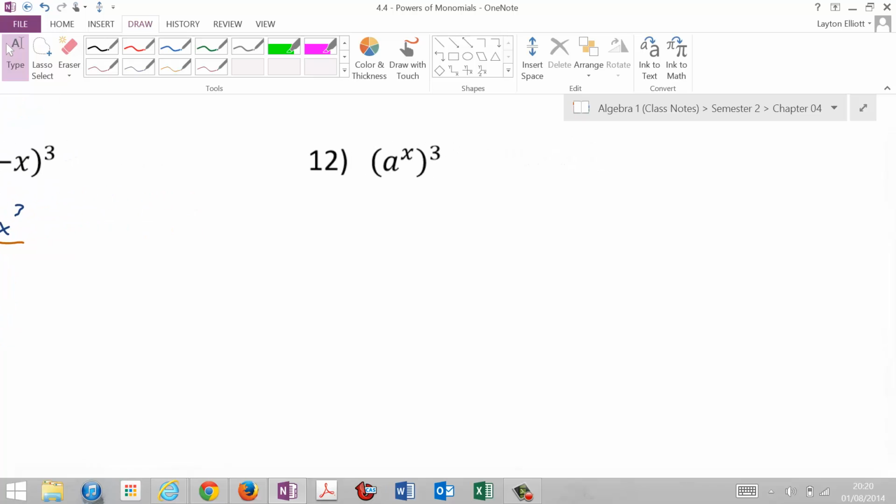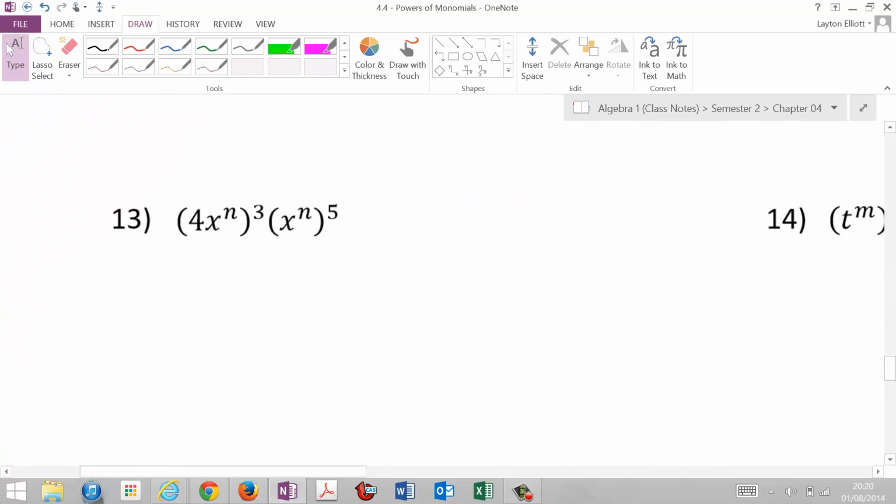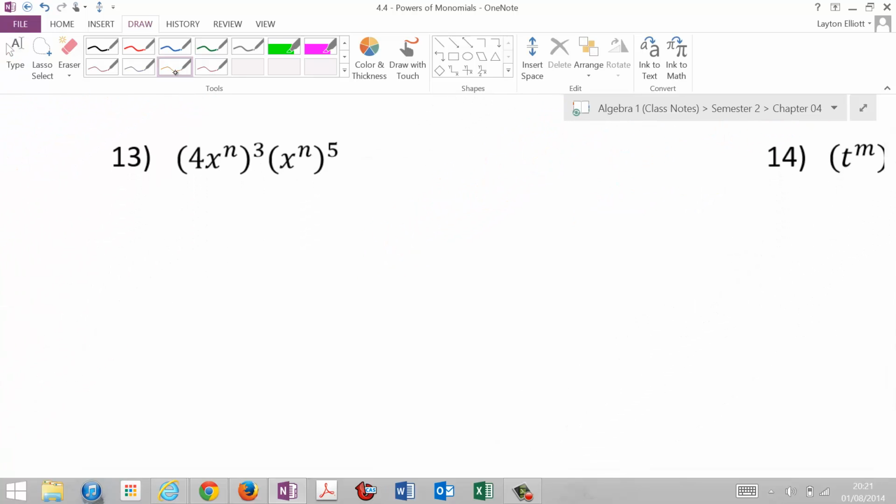Number 12, this is kind of like the previous one where it's all mostly variables. But if I raise exponents to other exponents, raising an exponent to an exponent means that we multiply the exponents. So that's a to the 3 times x, which is 3x. Not much work there. We can see in number 13 how this is going to work.